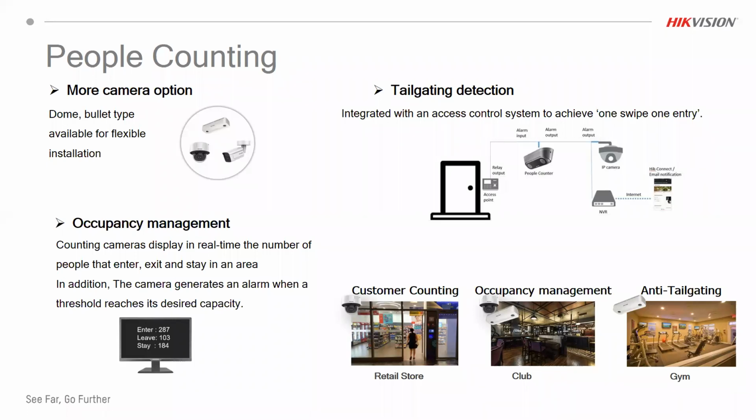Tailgating detection. Our people counting cameras can also be used in tailgating situations, especially when integrated into access control systems that implement a one swipe, one entry policy. They can generate alerts when a second person breaches the rule. Furthermore, in conjunction with our recognition cameras, they provide face capture and comparison to identify an individual in an event. Our solution can be used over multiple retail and business verticals.